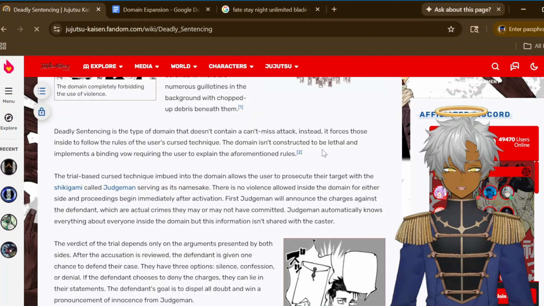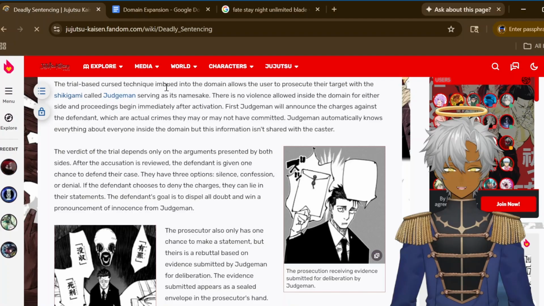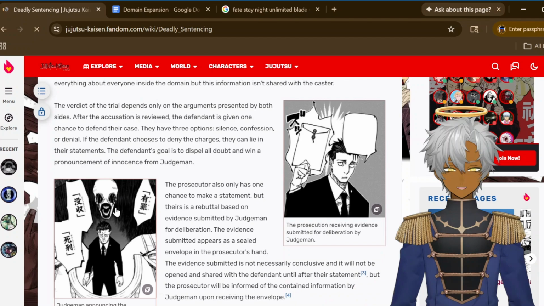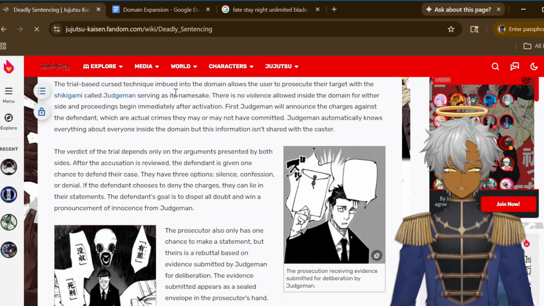The domain isn't constructed to be lethal, or it implements a binding vow requiring the user to explain the aforementioned rules. The trial-based curse technique imbued into the domain allows the user to prosecute their target with the Shikigami called Judgeman. That is this thing right here with the blackened, sunken eyes, serving as its namesake. There is no violence allowed inside of the domain for either side, and proceedings begin immediately after activation.